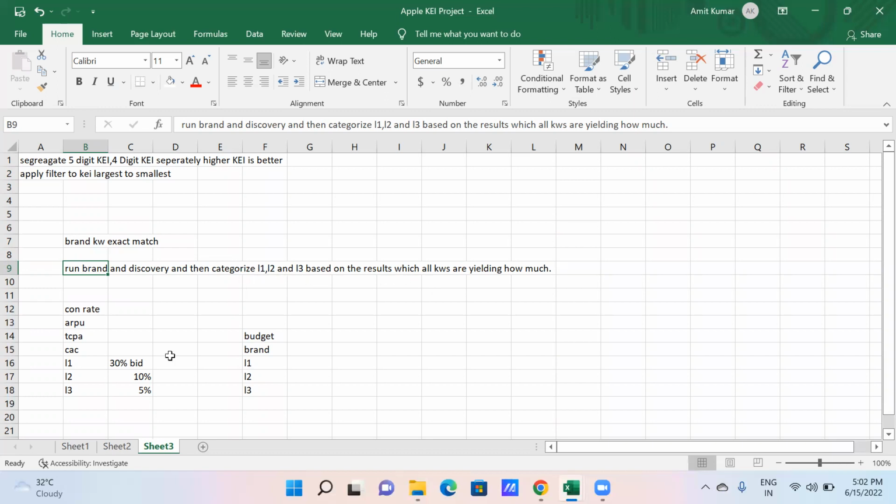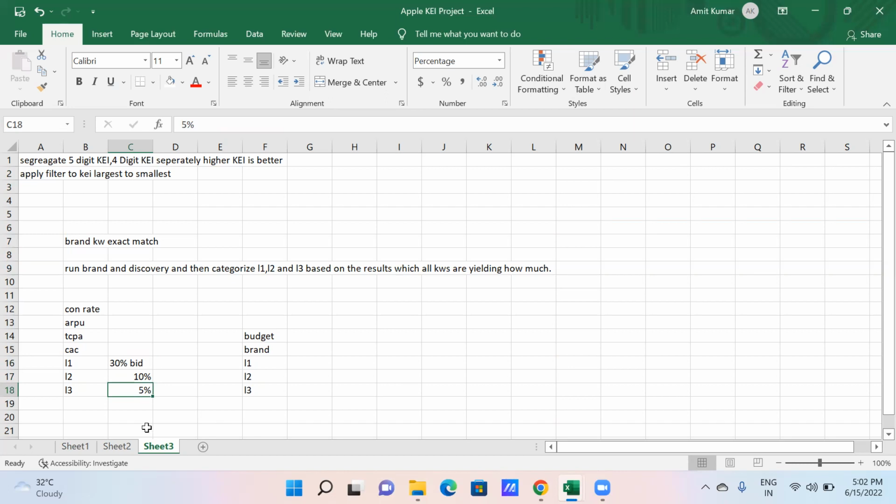And as I told, after brand, L1 is the next prioritized set of keywords for which a 30% bid can be given. Similarly, for L2 we can give 10% and 5%. So this is the next implementation.